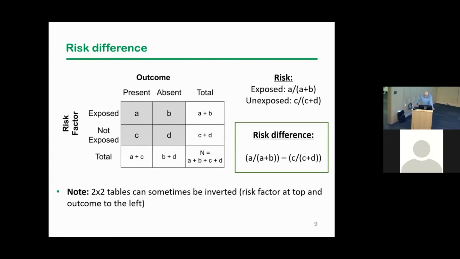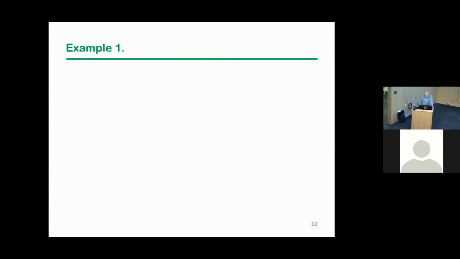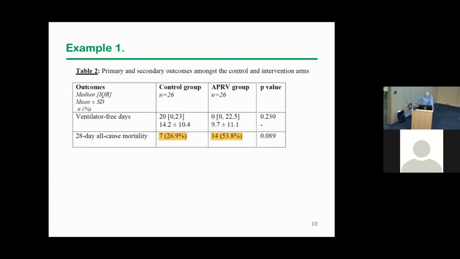I did want to make a quick note here that sometimes, depending upon the journal and the hypothesis you want to ask, the 2x2 table could be flipped. You may have the exposure in the columns and the outcome in the rows. And actually, we're going to look at an example where that happens. This is an old article that we pulled from a while ago, and it's got a control group and a treatment group, a ventilation group, APRV, this type of ventilation. And the outcome that we care about that's categorical is 28-day all-cause mortality.